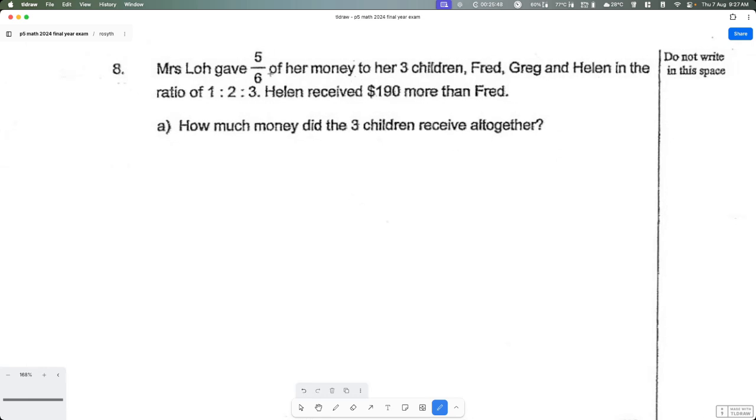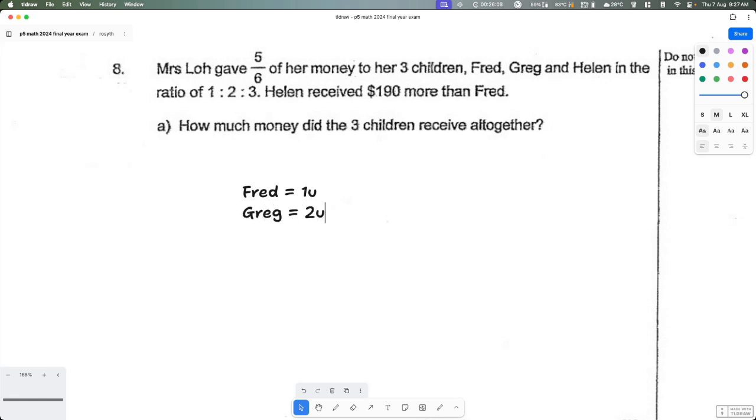Okay, so in this case over here, we can just write down Fred is equal to 1 unit, and then Greg is equal to 2 units, and Helen, favorite child, 3 units. Favorite child. Smiley face.